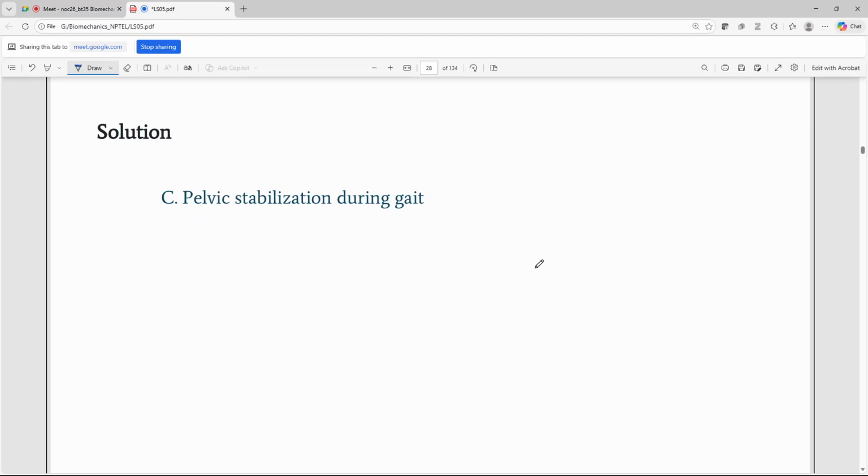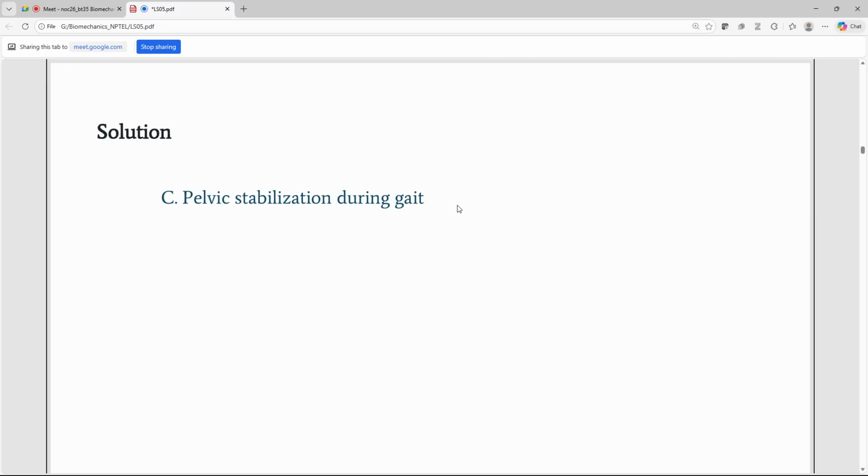If anybody is wondering what is gait, gait is actually the locomotion, the manner of walking, limb locomotion. The way in which you walk or run or move your limbs is what is known as gait.